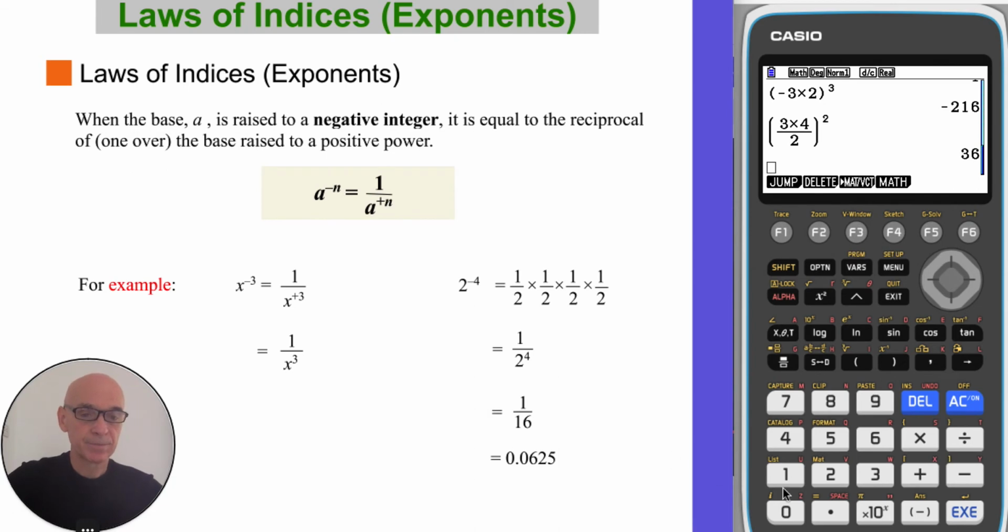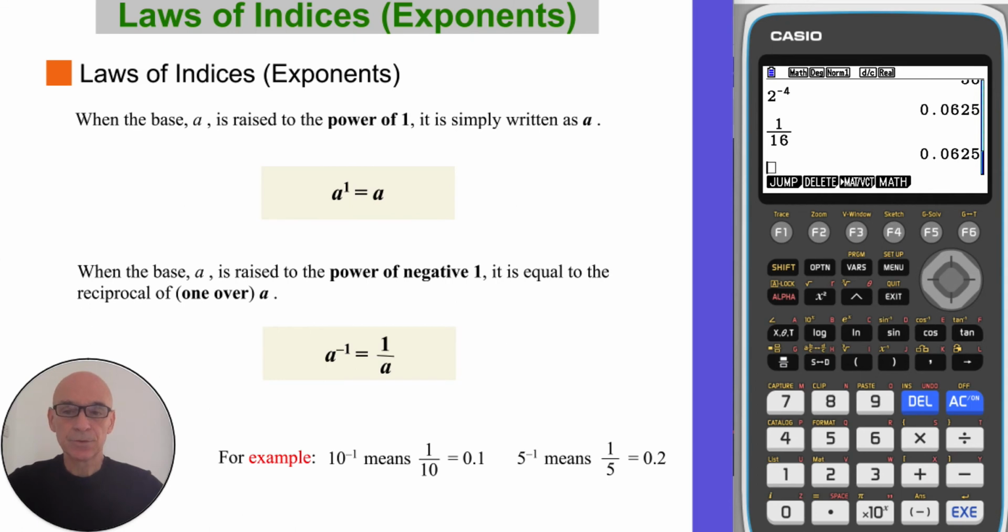Verifying that one, 2 to the power of negative 4 is equal to 0.0625, and of course if I put in 1/16, we also get the same result.